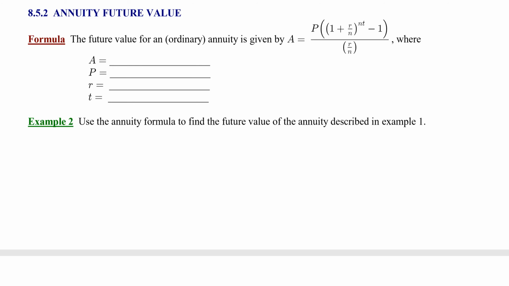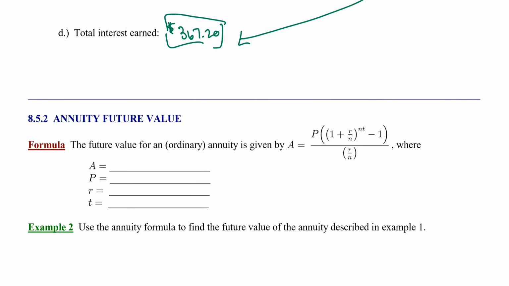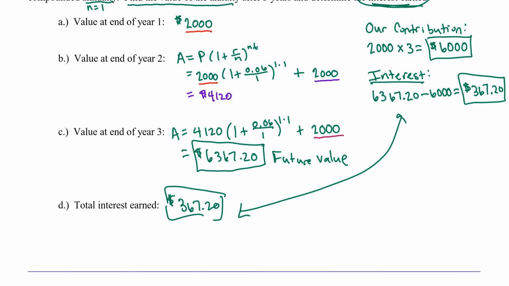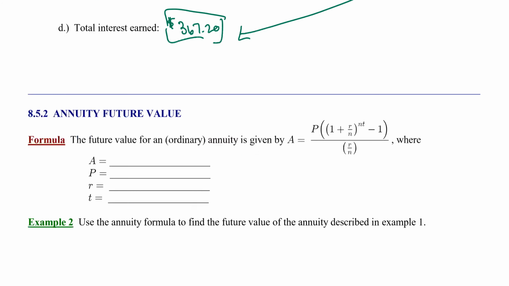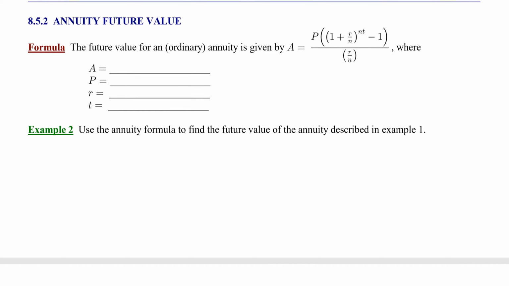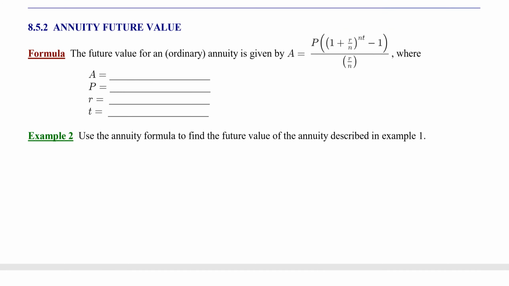In section 8.5.2, we will examine the formula that calculates the future value of an annuity in one step. Recall in the previous video, we looked at calculating the value of an annuity at the end of 3 years. It was pretty tedious to do it year by year, but this particular formula will condense that previous problem into a single step. So A is the amount in the account, the amount in the annuity, also known as the future value, what it's going to grow to.